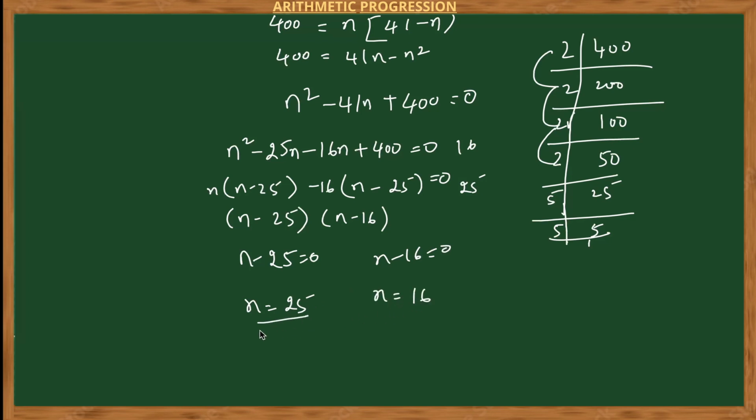Both are positive values. So here the thing is, both of the n cannot be correct. One of the n is correct. So how do we find it? If it would have been negative or a fraction, we would have excluded it and taken the other one.